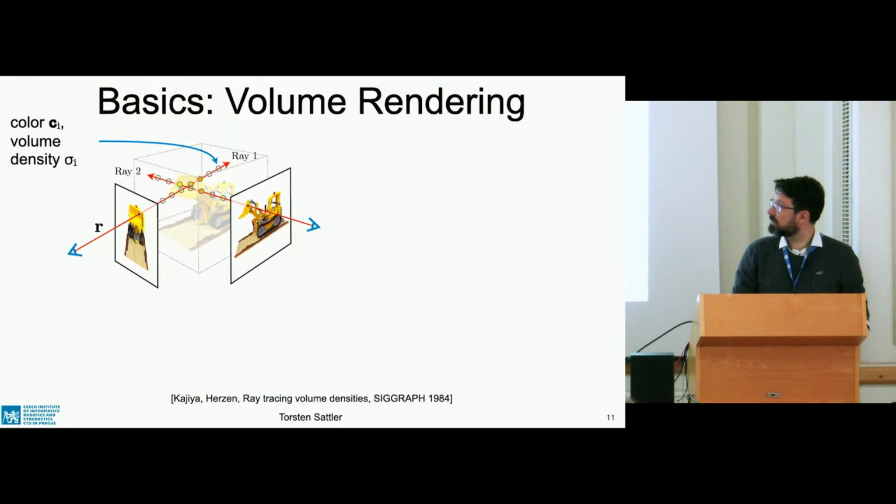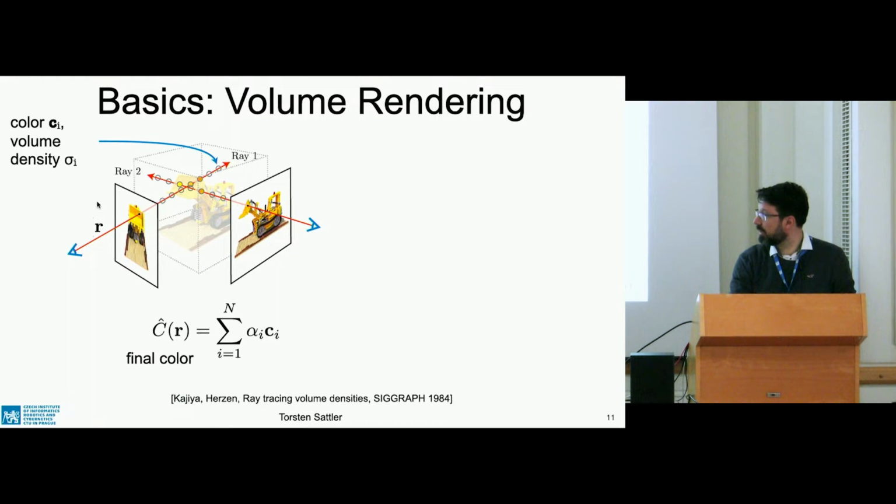So the idea is that you have some representation of the volume. If you have an image that you want to render, you want to compute a color for this pixel, you essentially shoot a ray into the scene. You sample 3D points along the ray, and at each sample point you evaluate your volume, you get a color and some volume density. And you essentially accumulate all these samples, combine the colors in a linear fashion, and that gives you the final color for that pixel.